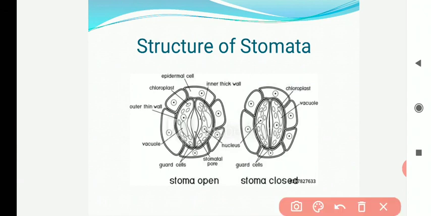cells. So here you can see these two, this one and this one. These two cells are the specialized cells called guard cells. Each guard cell is kidney shaped as in dicot and dumbbell shaped in monocot.